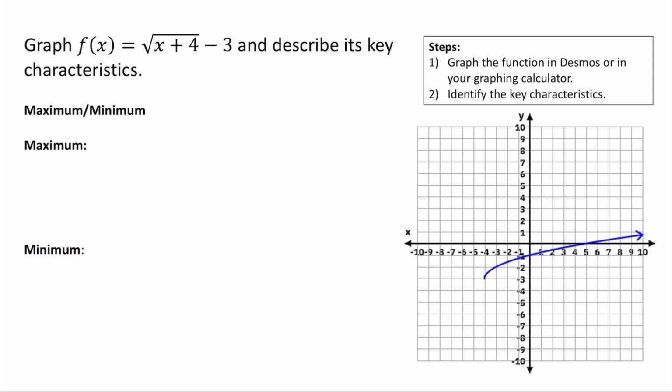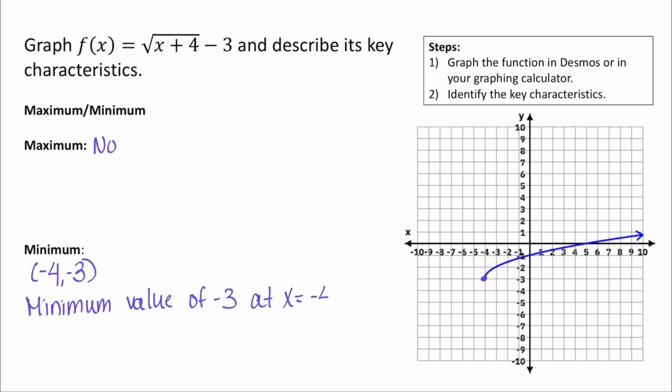Now let's talk about a maximum or a minimum. Well, this function is increasing. It just keeps going higher and higher. So we would say there is no maximum, but it does have a minimum value at this point, which is (-4, -3). Remember, we can also say that it has a minimum value of -3, because remember the value of the function is the y value at x equals -4.